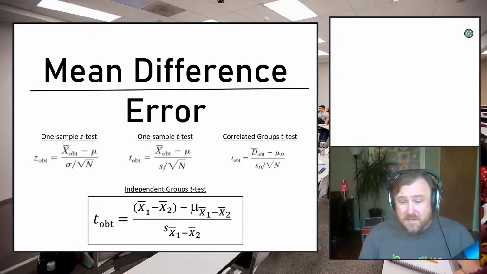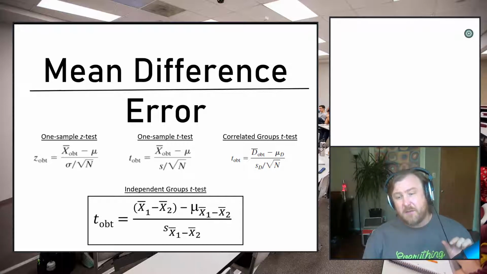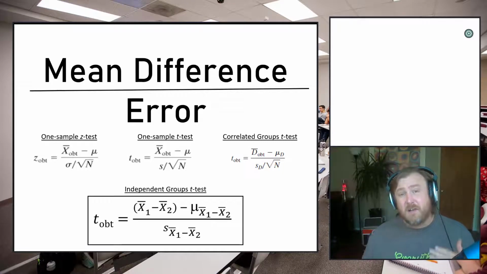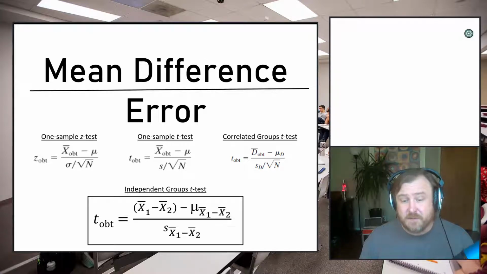And so you can see here, we have our t obtained value is equal to the difference between the 2 sample means we have. And then we compare that difference to a population difference of 0. That's very similar to a correlated groups t-test. And then we divide by the standard error of the difference between means, which is this S sub x bar 1 minus x bar 2.